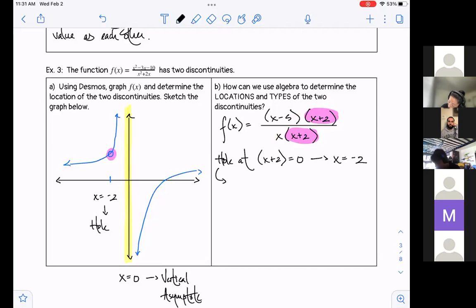This is called a removable discontinuity. Removable in the sense that we just picked a point, an x value and a y value coordinate on the graph, and then we just threw it away, toss it away. Removable discontinuity. Okay. That's what happens when we get 0 over 0.